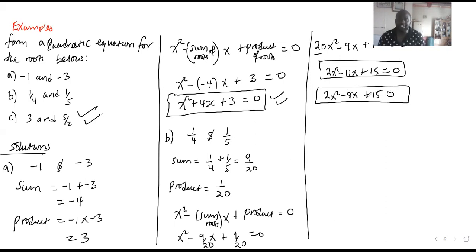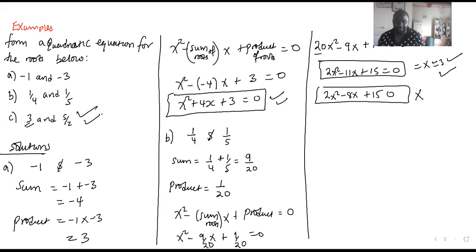Now, to know who is right, just investigate with 3. When you put there 3, see which one gives you 0. Let us put here 2 times 9, 18. 18 minus 11 times 3 is 33. 18 minus 33, you get negative 15. The 3 is correct. It satisfies. Let's check this one. 9 times 2 is 18. 18 minus 24, you get 6. This one is wrong. So this is the correct equation.